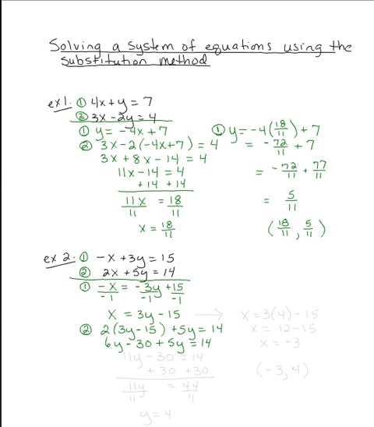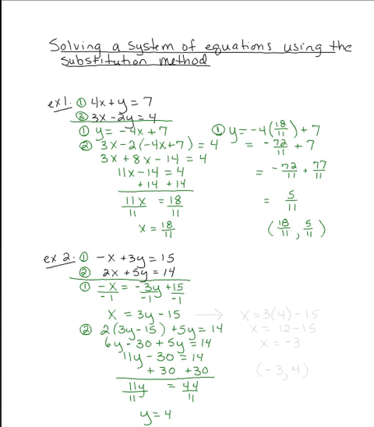Combine like terms. On the left-hand side, I have a 6y plus a 5y. That gives me 11y minus 30 equals 14. We're almost there. 2 more steps. Next step, we want to bring the 30 over with a negative 30. That makes it positive 30. Always change your sign. So I get 11y equals 44. Last step, divide both sides by 11, and we get y equals 4.